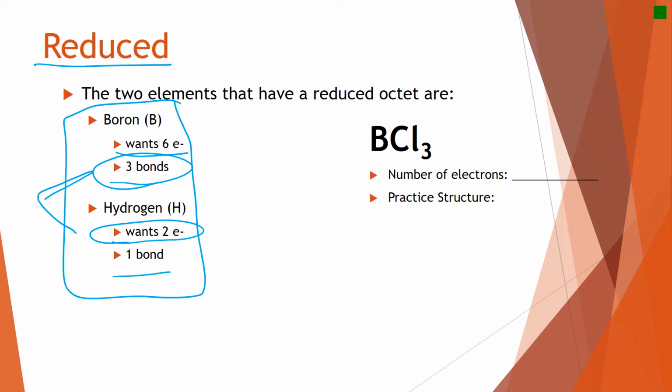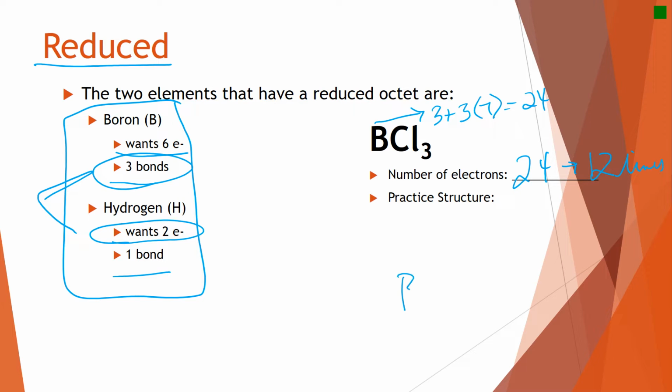You are going to follow the exact same format, except that instead of having 8, you're going to make sure that boron only has 6 and hydrogen only has 2. So boron, counting the number of valence electrons, has 3. Chlorine has 7, but we have 3 of them. So in total, that is 24 electrons, which means that we have a total of 12 lines we can draw.